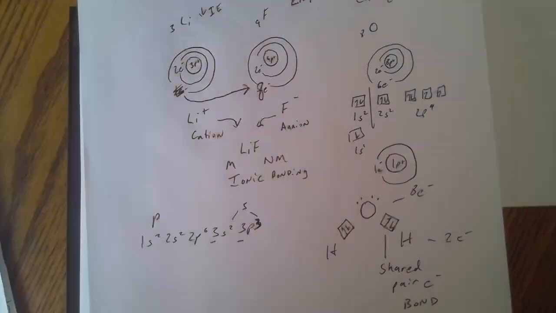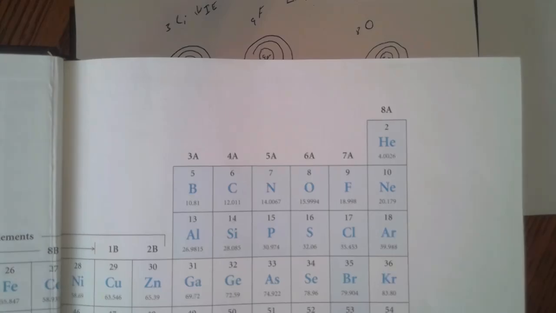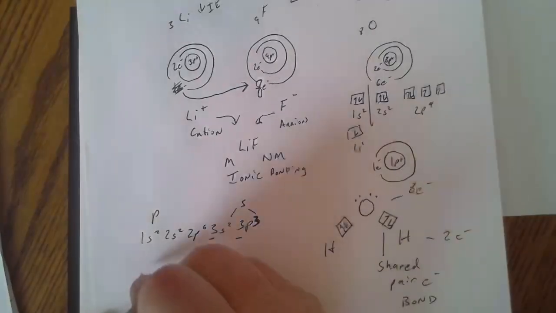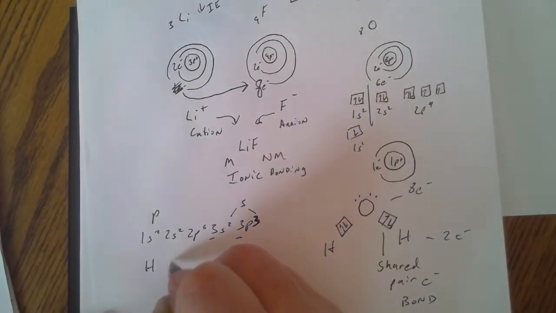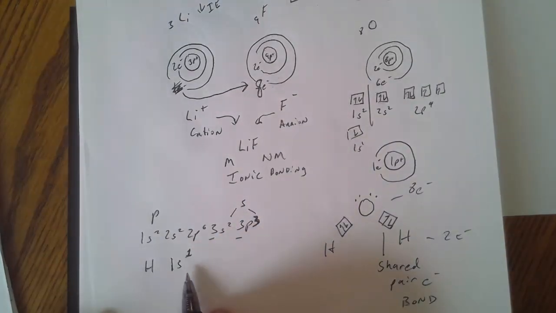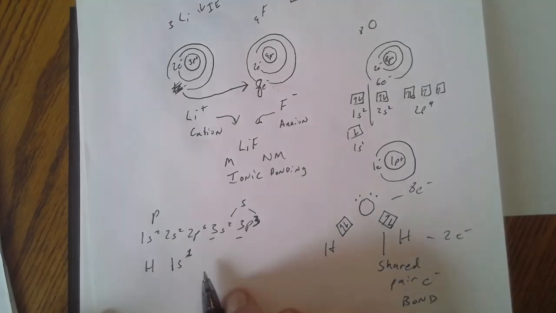And remember, we can use our periodic table to find that as well. Here's P, 5A, 5 valence electrons. You know which one's faster? Looking at the periodic table. Hydrogen is 1s1. I'm sitting here adding up the octet in my mind, and I apologize for it.